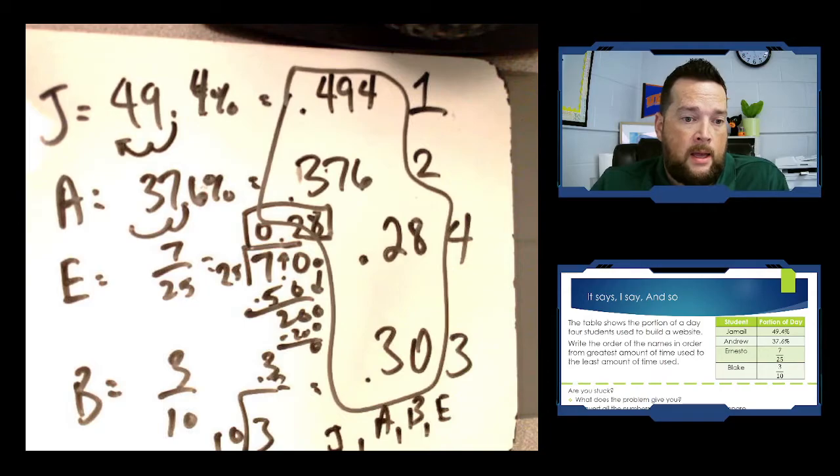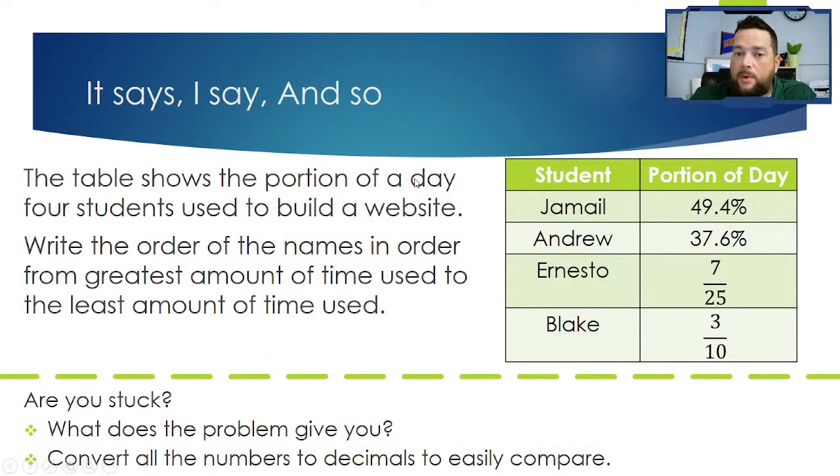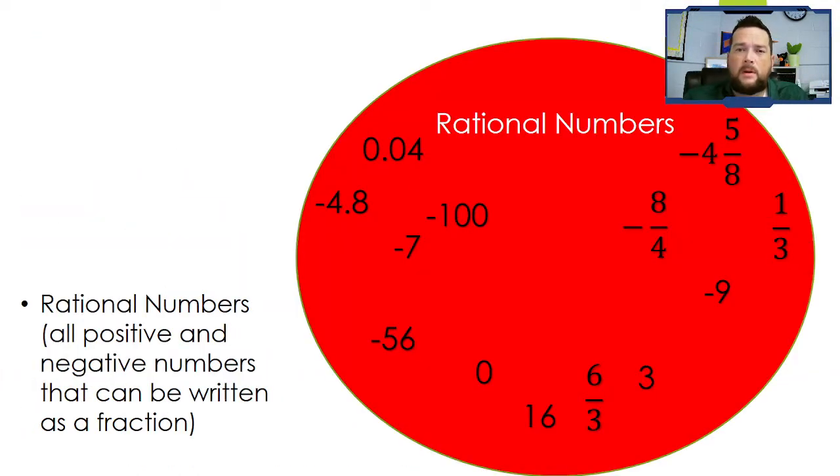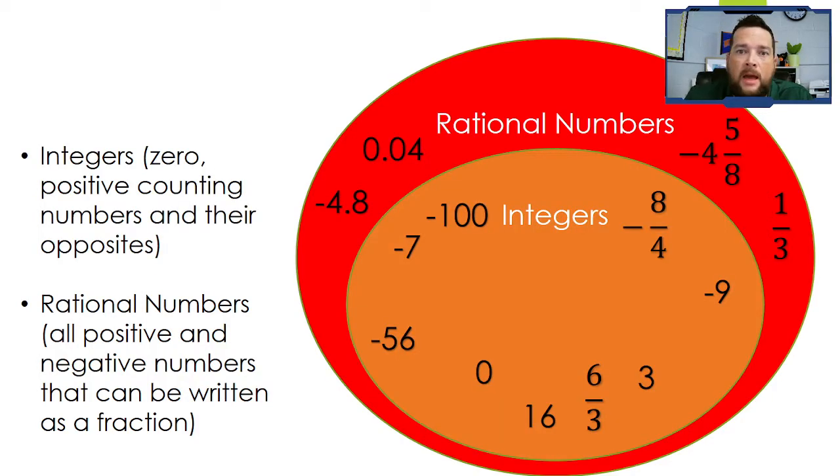Okay, so that was the bell ringer. Then we went over really briefly the classification of numbers, because our objective today is to add and subtract integers. All right, we needed to have just a little bit of a refresher on what an integer is.